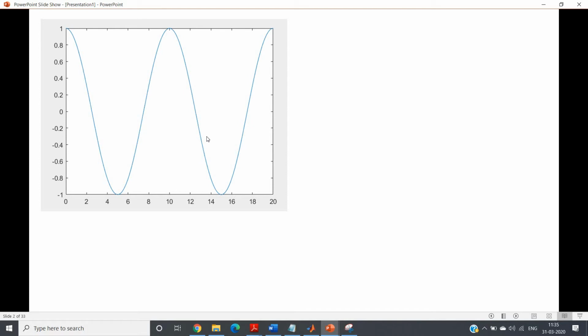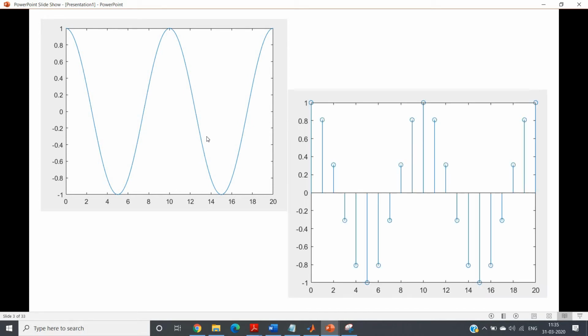Now I want to sample this. So I have sampled with respect to a particular sampling frequency, and we are getting this kind of sampled version of our continuous time signal. After sampling we are getting this particular discrete signal.